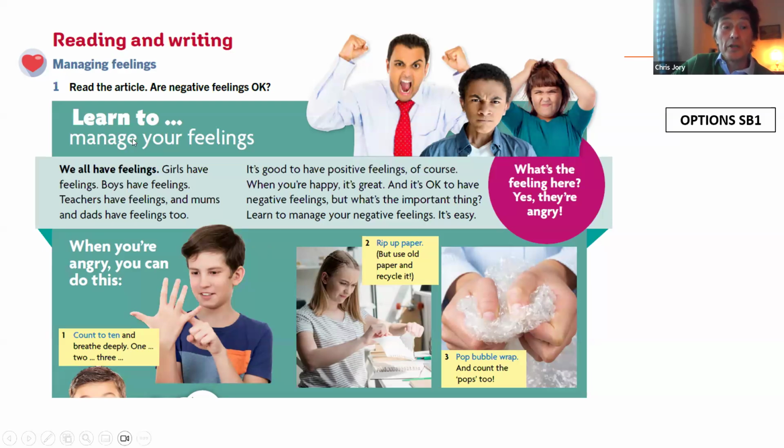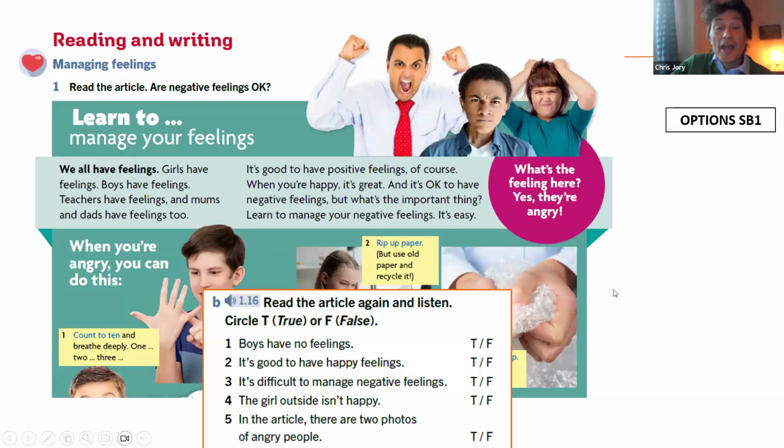So the text is all about learning to manage your feelings. We all have feelings, girls have feelings, boys have feelings, teachers have feelings, etc. Good to have positive feelings, etc. But what can you do when you're angry? And there are tips here like count to 10, rip up paper, pop bubble wrap, etc. So kind of fun but practical.